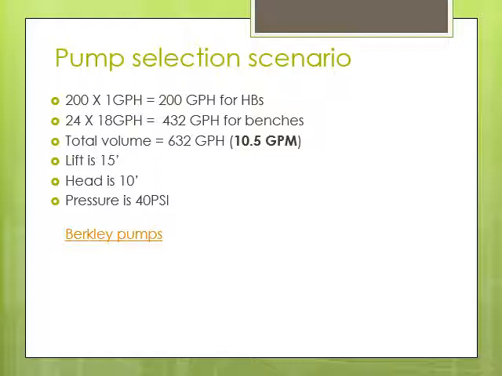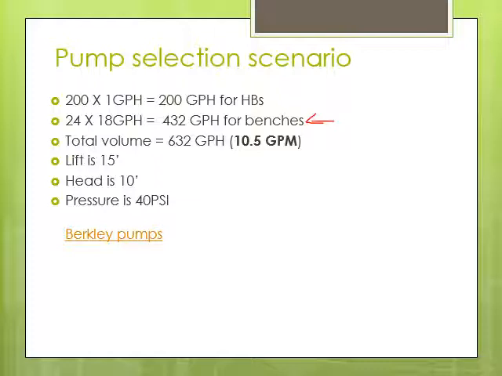So 200 hanging baskets times 1 gallon per hour, that's 200 gallons per hour for hanging baskets. 24 times 18 gallons per hour for your sprinklers, that's 432 gallons per hour. Notice the sprinklers use a lot more water. The drippers are just coming out slowly, so it's not too bad. We add that up for the total volume. We're just assuming one bench here. It works out to 632 gallons per hour.